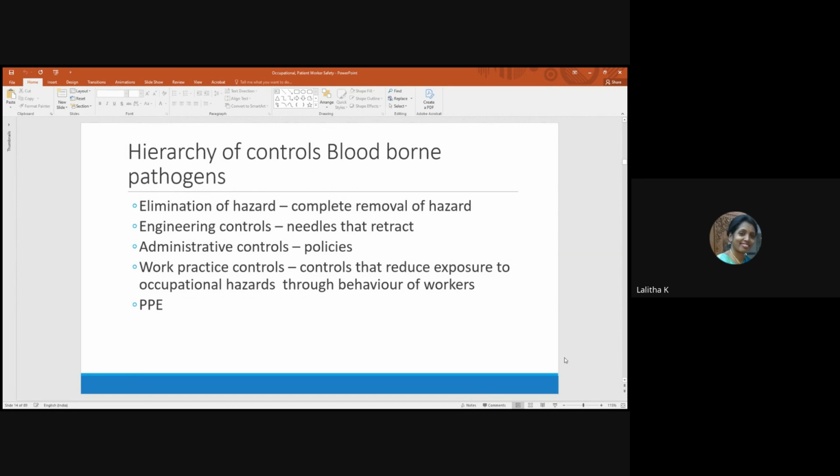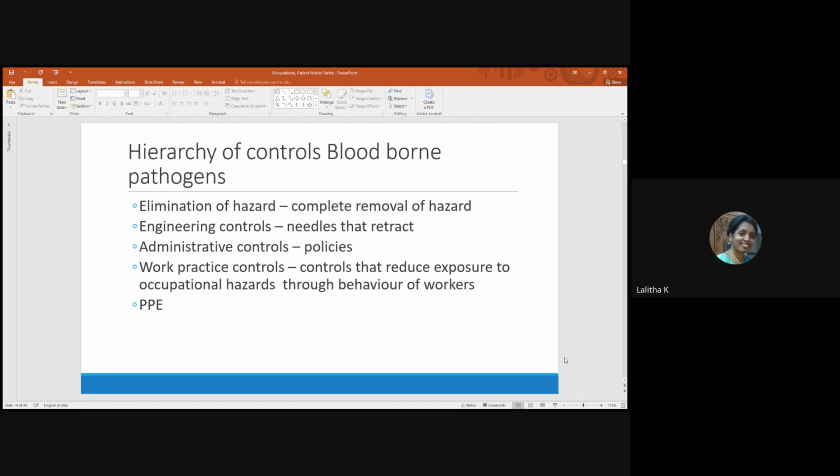Engineering controls: needles that retract so that there is no chance of injuries. Administrative controls like putting policies in place: a simple hygiene policy, hand washing, then a PEP, post-exposure prophylaxis policy in place. Hand hygiene policy in place. So put your policies in place and see that they are practiced and followed. And work practice controls that will reduce the exposure to occupational hazards through the behavior of workers. For this, we need to put training in place, then monitor them and correct them then and there, and see that while doing the work they have reduced exposure to these occupational hazards.